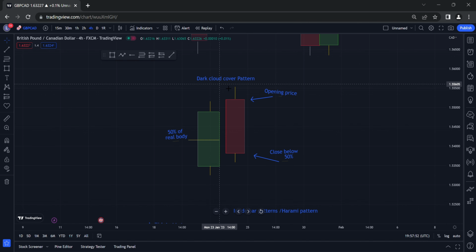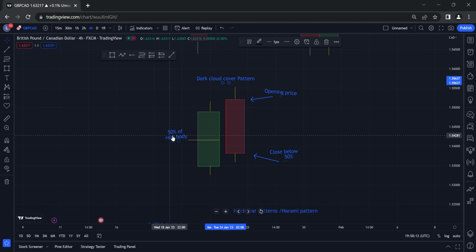Then the dark cloud cover pattern. This one is quite disturbing, but you will understand it slowly. This candle opened this side down, it moved up to here, it closed here.